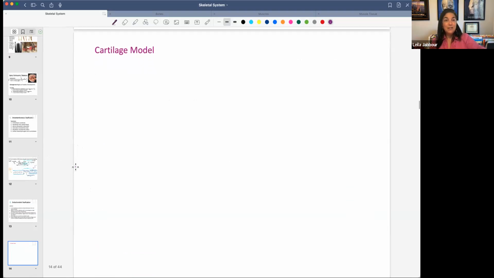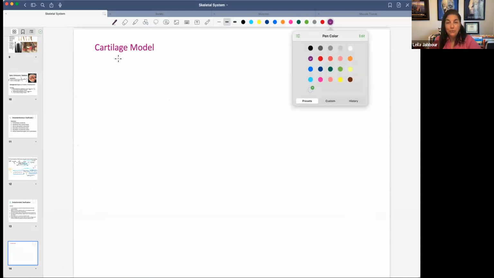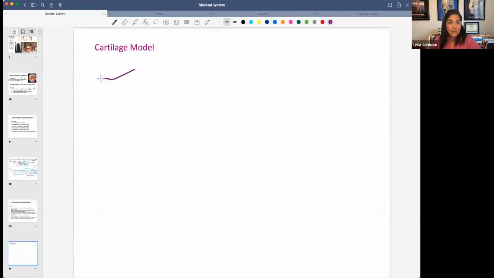I have several slides that are going to be drawings, and if you can draw with me, it would be great. Or plan to redraw it on your own. It all starts, which is so incredible, with a cartilage model. So I'm going to draw this long bone. I'm trying to get the best position here. All right, so there we go.